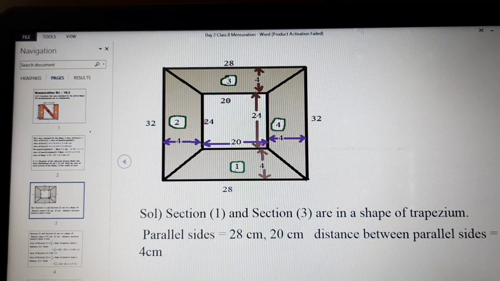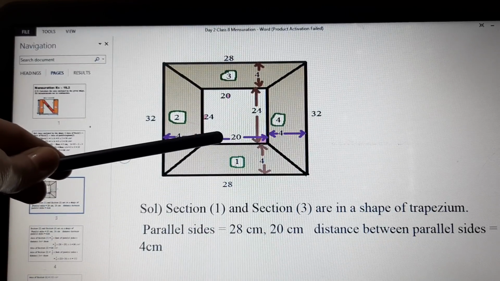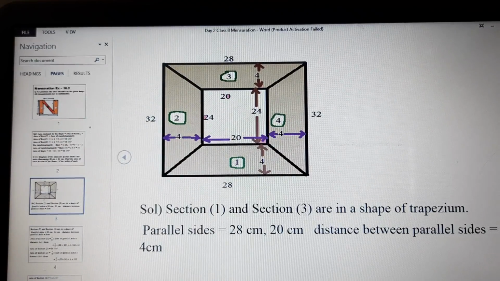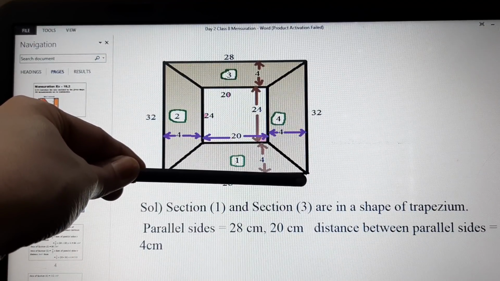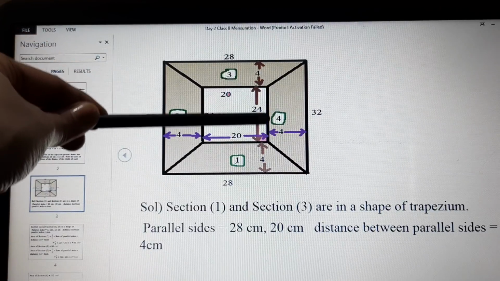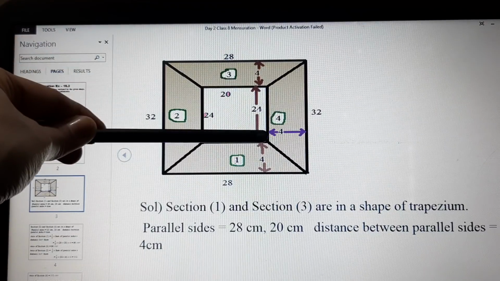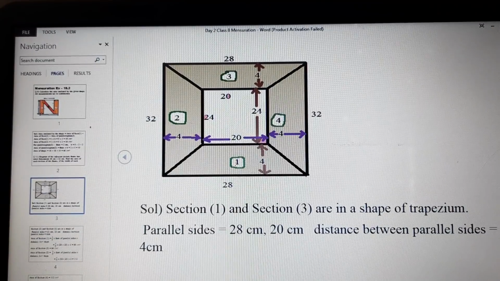Now, if we talk about section number 1, parallel sides are 28 and 20. How are we going to calculate the distance between them? See, this line is complete 32, and this inner breadth is 24. So 32 minus 24 is 8.